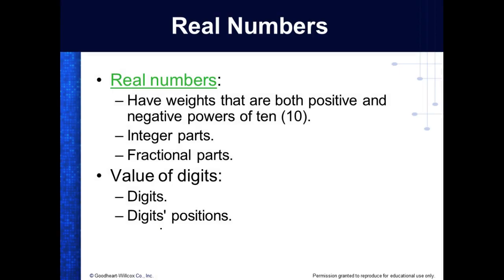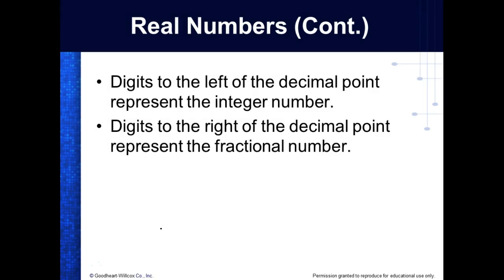Real numbers. This is what we deal with a lot. We have weights that are both positive and negative. Real numbers consist of two parts. They can consist of an integer. What's an integer? Yes, a whole number. And then they consist of a fraction. Your PLC is going to refer to these as floating point numbers. We'll talk about that in a minute. Digits to the left of the decimal point are the integer part, and digits to the right of the decimal point, or radix point, are the fraction. This should be something y'all already understand.